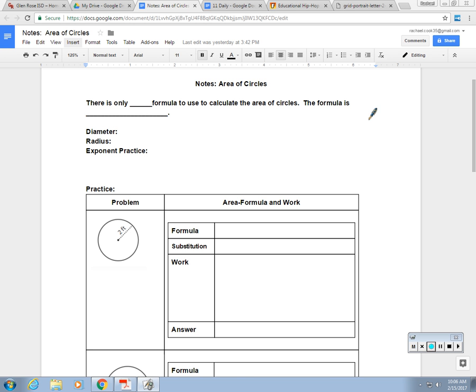What about 6.2 to the second power? So multiply. You would do 6.2 times 6.2.